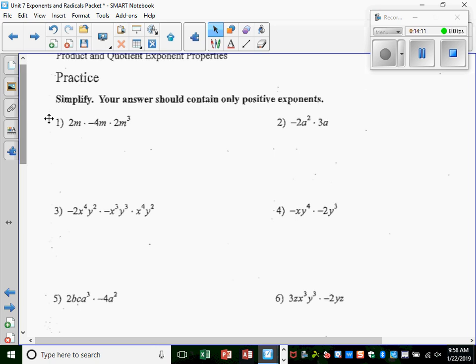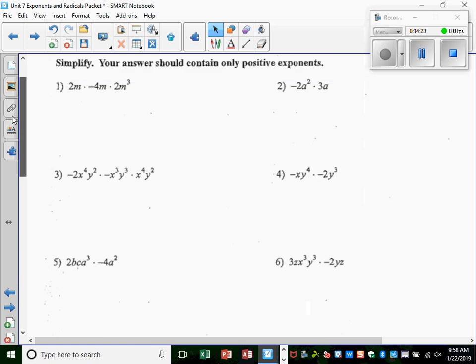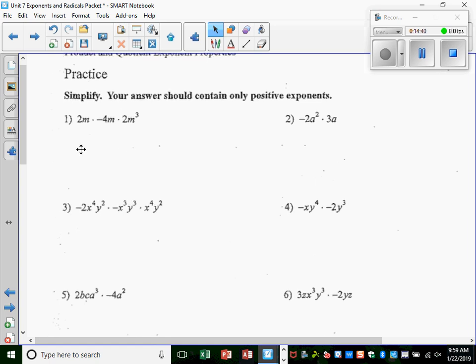So for page 1, we're going to apply the product property, and then down here you're applying the quotient property. So let's see how we can do here. We're going to multiply these numbers on the outside. So we can say 2 times -4 is -8. -8 times 2 is what? Negative what? -16.